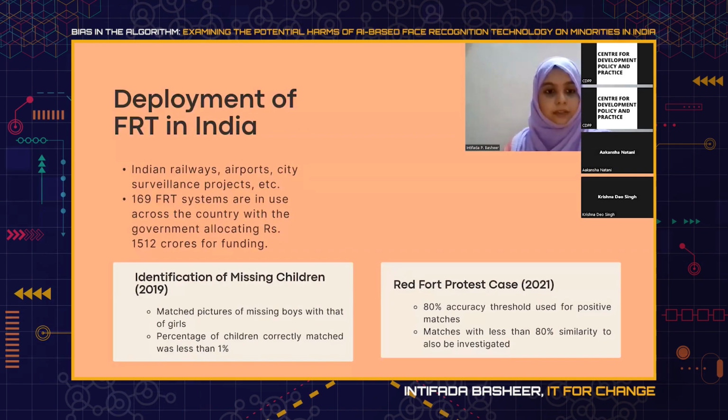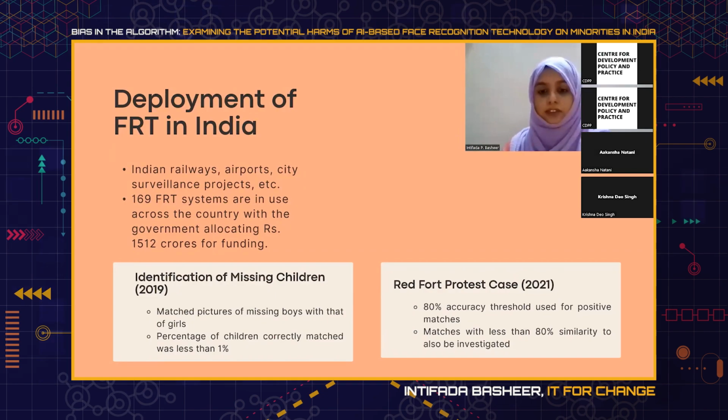In the first case, which is the identification of missing children in 2019, it was found that the FRT tool used by the Delhi police matched pictures of missing boys with that of girls. And in fact, what's highly concerning is that the percentage of children that were correctly matched was less than 1%.